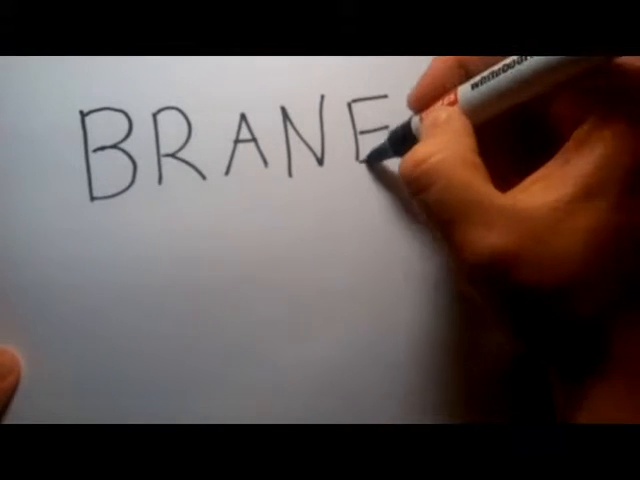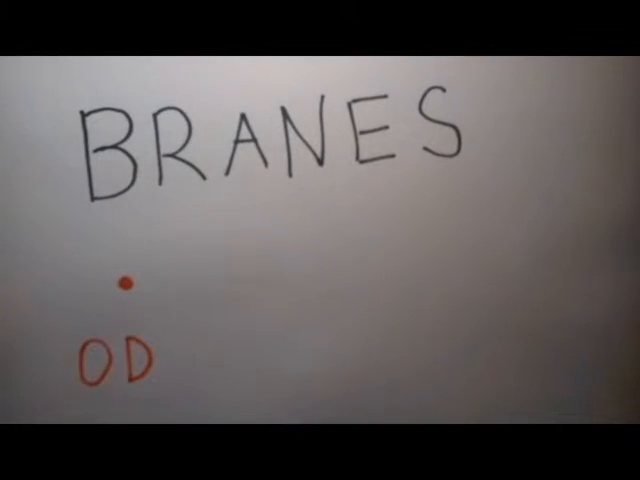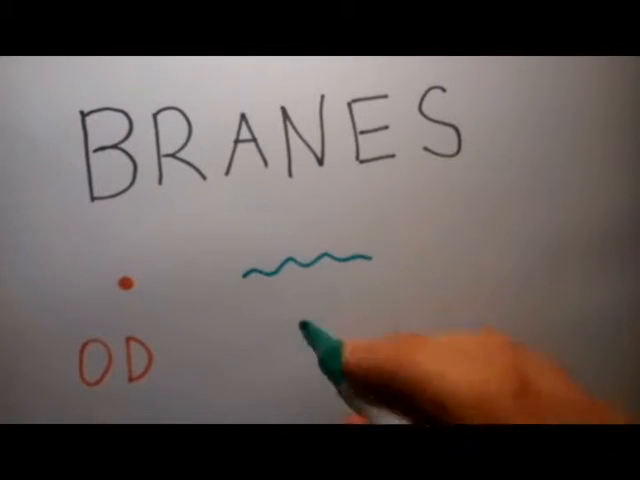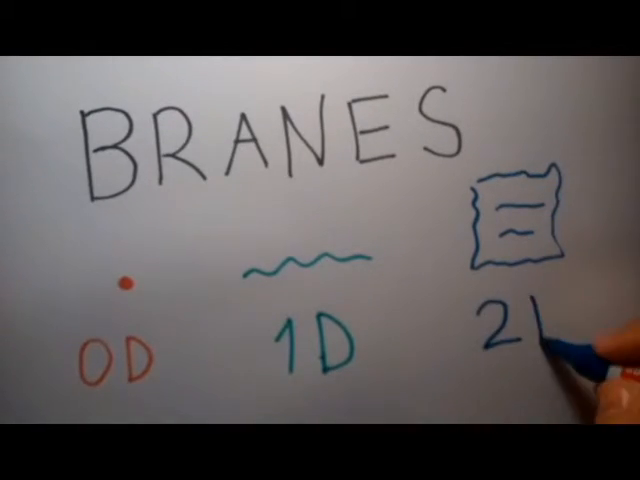Branes are physical objects which generalize the notion of a point particle in higher dimensions. For example, a point is a brane of dimension 0, a string is a brane of dimension 1, and according to Edward Witten, the two-dimensional branes were similar to sheets flying around in space.